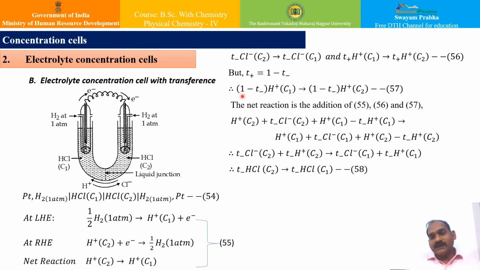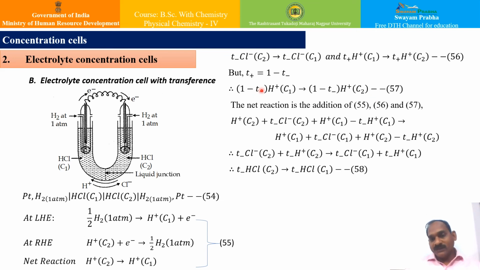However, I know that the transport number of the cation is equal to 1 minus the transport number of the anion. So if I substitute this value into equation 56, I get this particular equation: 1 minus T minus in bracket. So H plus at C1 concentration will give you 1 minus T minus, that is the transport number of the anion, times H plus at concentration C2.